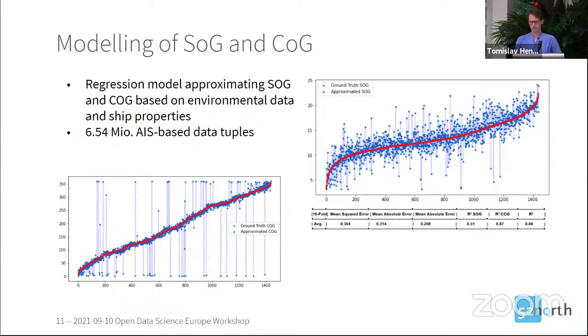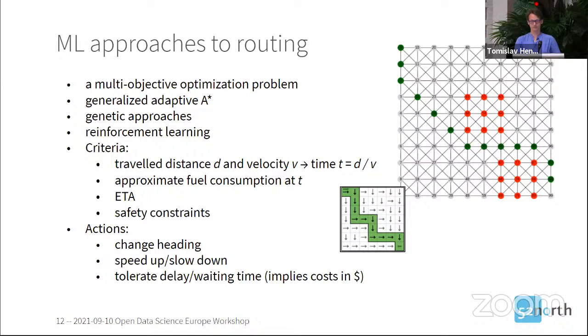But now we can see what the effects of these different variables are. The next step is to use machine learning routing approaches to find the best way through the water from harbor A to B. And it's by nature a multiple objective optimization problem. And we try different algorithms here.